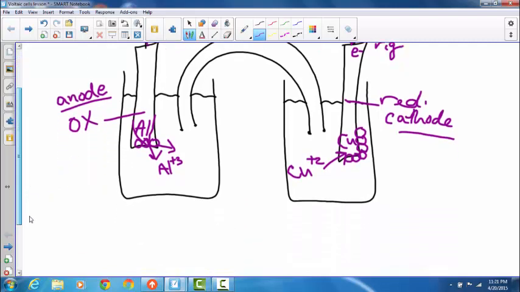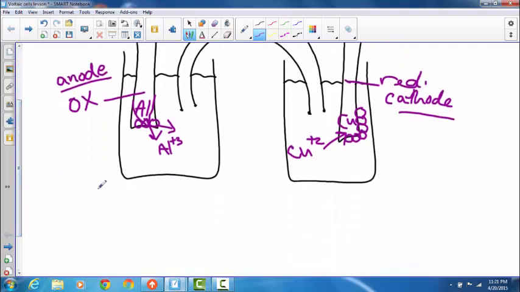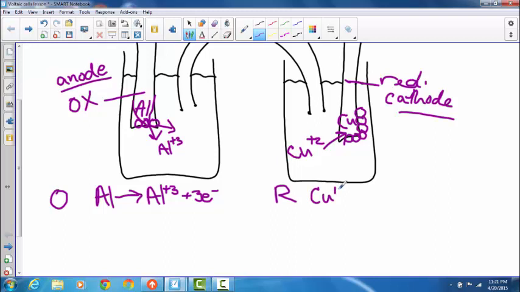So underneath, I want to write my half reactions. Al became Al+3 plus 3 electrons. And this was oxidation. Over here, this half cell is reduction. Cu+2 plus 2 electrons became Cu.